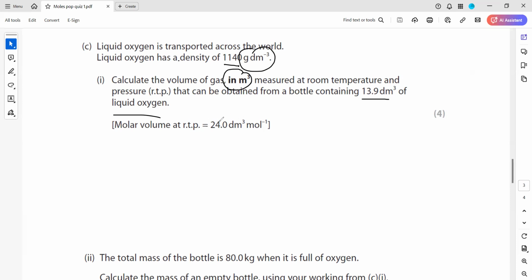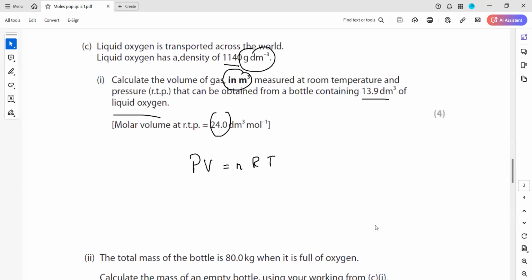And the molar volume at room temperature, because it's about the molar volume, so room temperature and pressure, that is equal to 24. 1 mole occupies 24. The unit conversion is always important. If you need the volume, we can use a formula like PV equals nRT. We can use this formula, we'll get the same result.